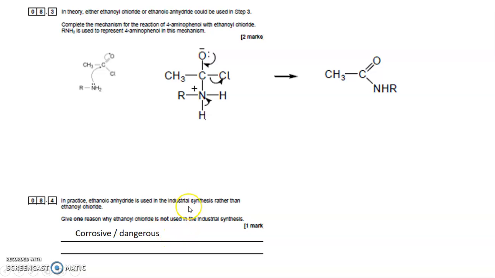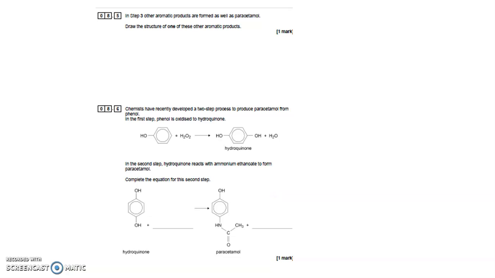However, not in the mark scheme, but the real reason, incidentally, that they don't use it in industrial synthesis is because ethanoic anhydride is less expensive than ethanoyl chloride. So ethanoyl chloride is corrosive and dangerous, burns the skin. Dangerous, makes hydrogen chloride white steamy fumes, which are toxic, and also ethanoyl chloride is more expensive than ethanoic anhydride, and that's one of the main reasons they actually use it in industrial synthesis, to try and save some money.